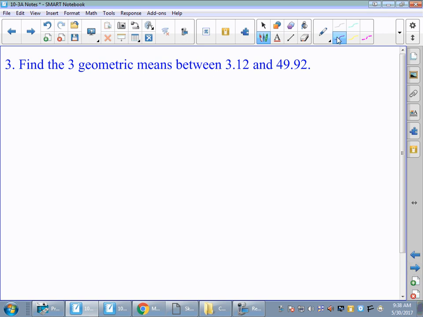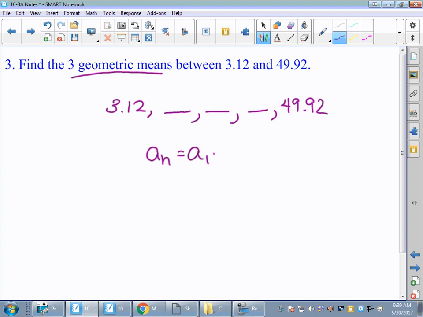All right, so find the 3 geometric means between 3.12, that means there's going to be 3 numbers existing between them, and we're going to end at 49.92. Okay, the only formula we have is a sub n is equal to a sub 1 times r to the n minus 1. So when I look at this, I do have a sub n. That's my last number. I have the first number, a sub 1. And if there's 3 geometric means between these 2 numbers, that tells me that n is equal to 5. I know the number of terms is 5.